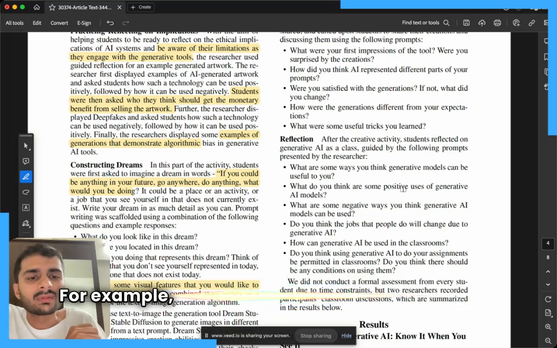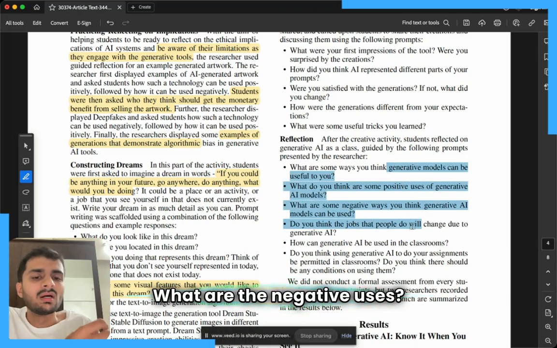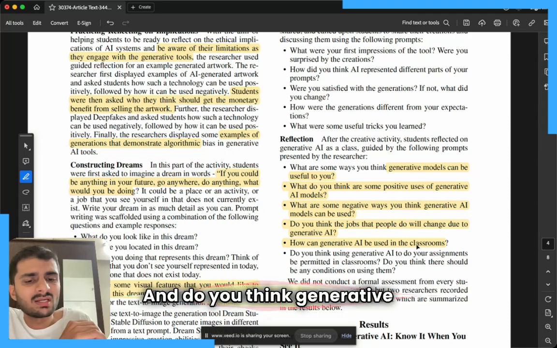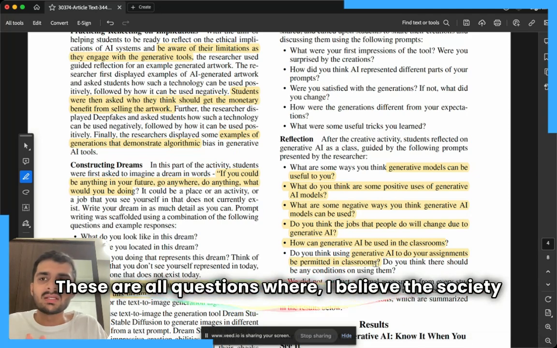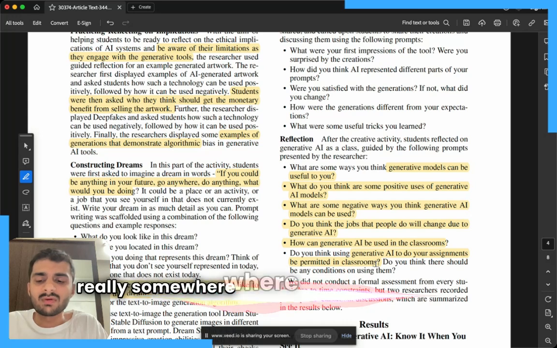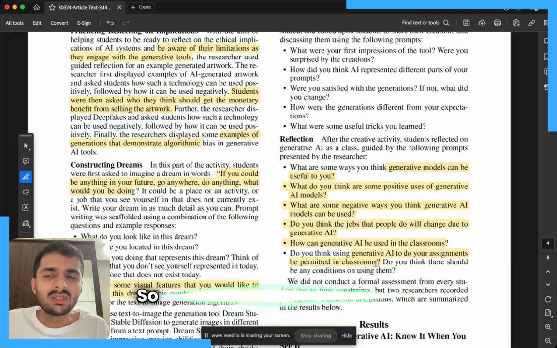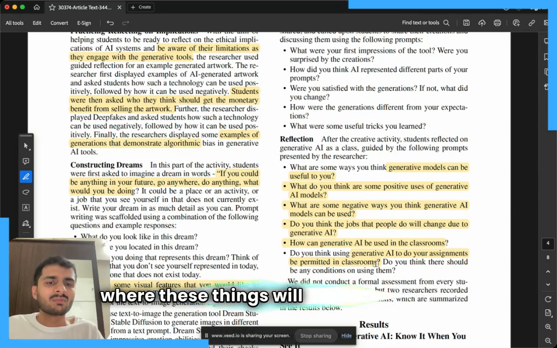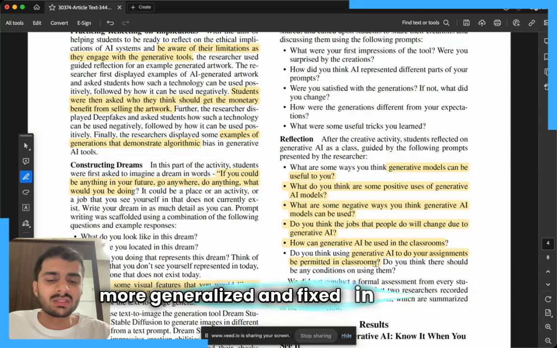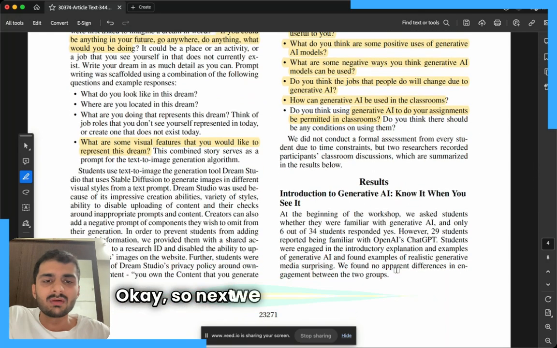For example, how are these Gen AI models useful? What are the positive uses? What are the negative uses? How can these be used in the classrooms? And do you think generative AI should be used for solving assignments? These are all questions where I believe society is really at the cusp of moving into a different zone when it comes to education. So right now we are in a sort of gray area where we are trying to answer these questions, but soon there will be policies in schools where these things will probably be a bit more generalized and fixed in the future. Okay, so next we go on to the results.